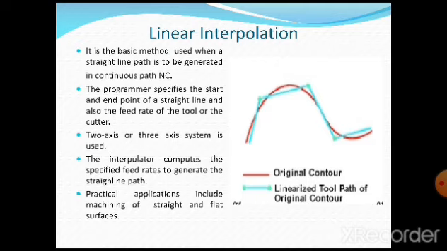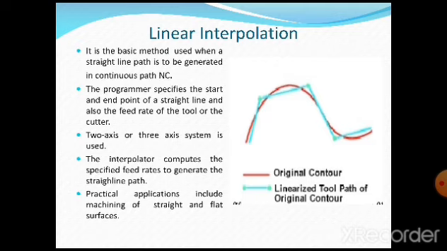It is a basic method used when a straight line path is to be generated in continuous path. So what we do, we take the starting point and end point in the form of a line segment to produce this curve. The programmer specifies the start and end point of a straight line and also the feed rate of the tool or the cutter. What should be the feed rate he is going to decide, and what should be the starting and end point. So these are written in a program itself. According to that, there is the generation of the curve, but the system used is called a linear interpolation because here we are going to take the help of the linearity of the points.